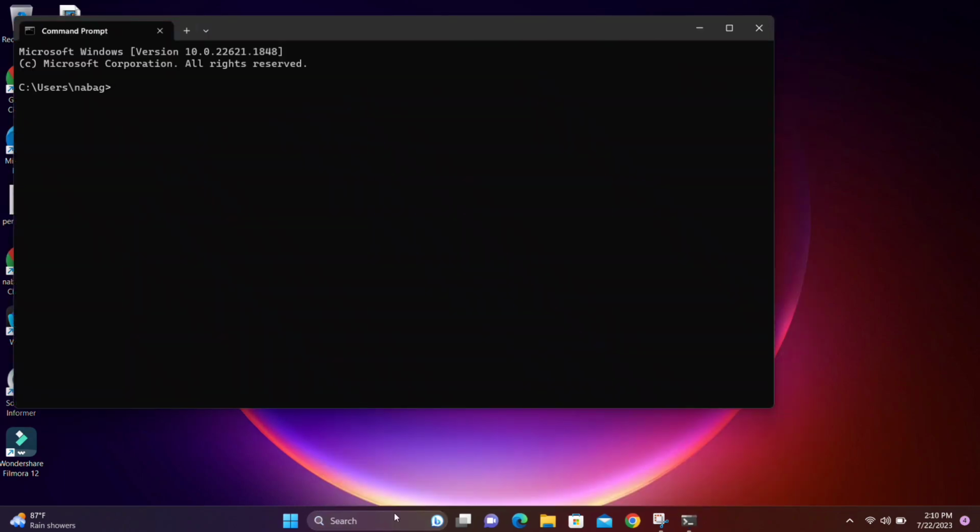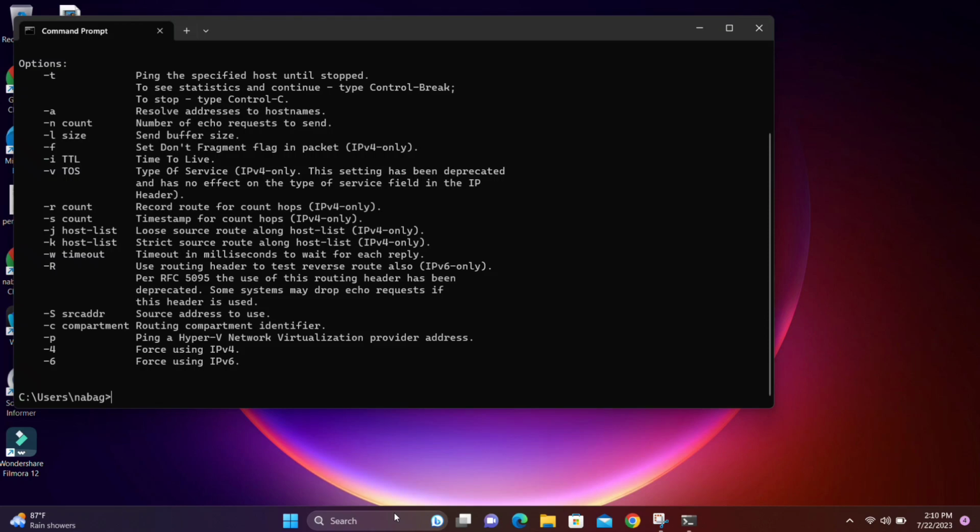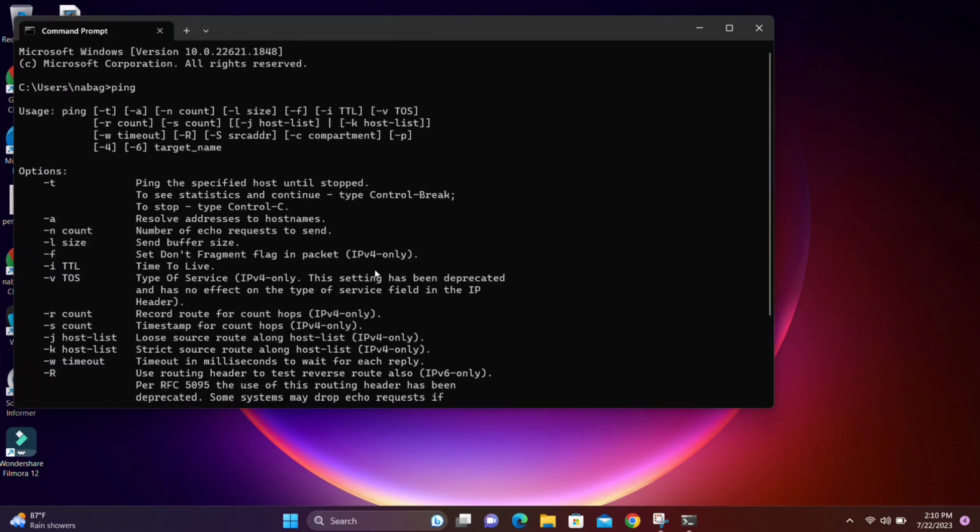Okay, so here we need to type ping. The ping command is used to test the reachability of a remote host on a network.